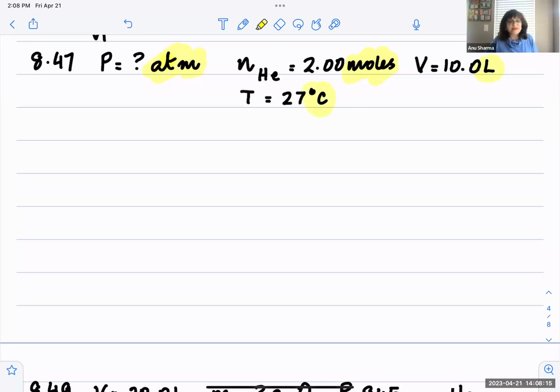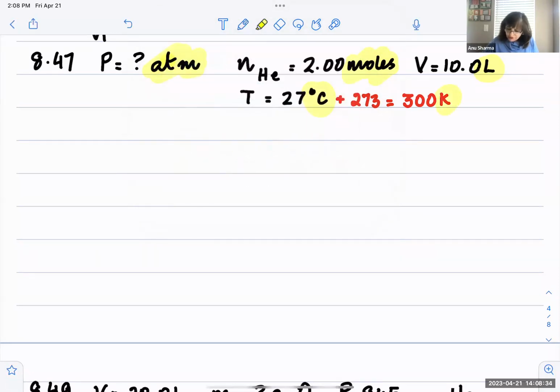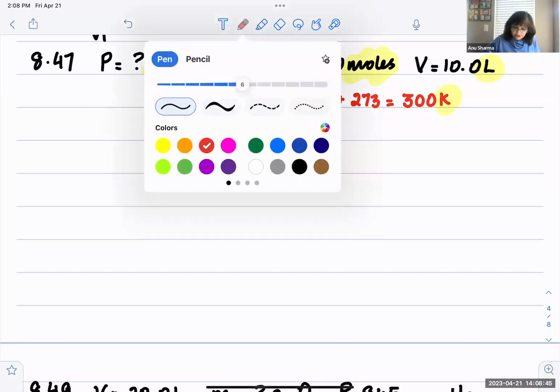But now you're given something in Celsius. You need to convert that to Kelvin. So 273 plus 27, and that gives you 300. This is the number you will use, because the temperature should always be in Kelvin. The unit for the volume should always be in liters, and the number of moles is the number of moles, not the grams. And then the pressure should be in ATM, or millimeters of mercury.